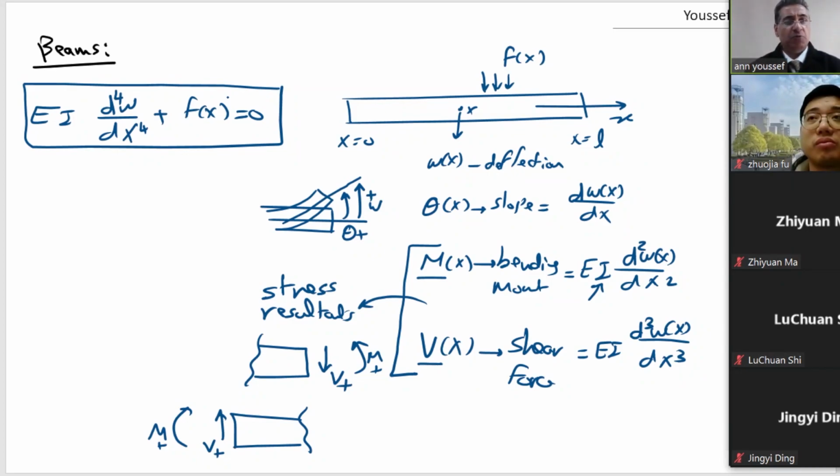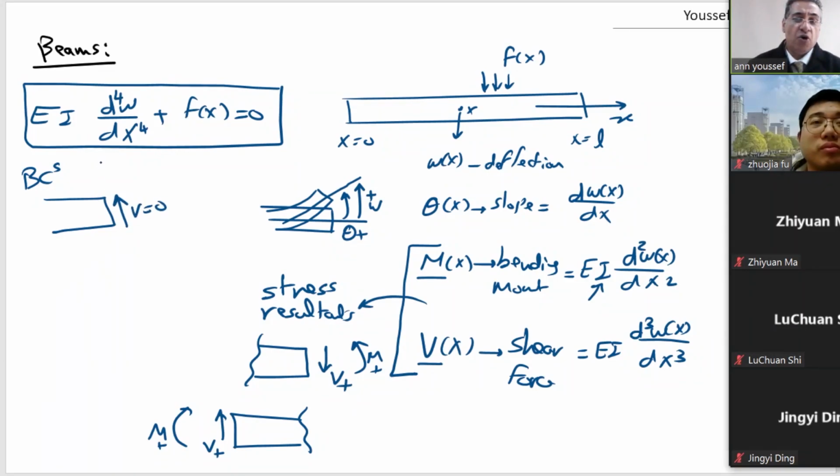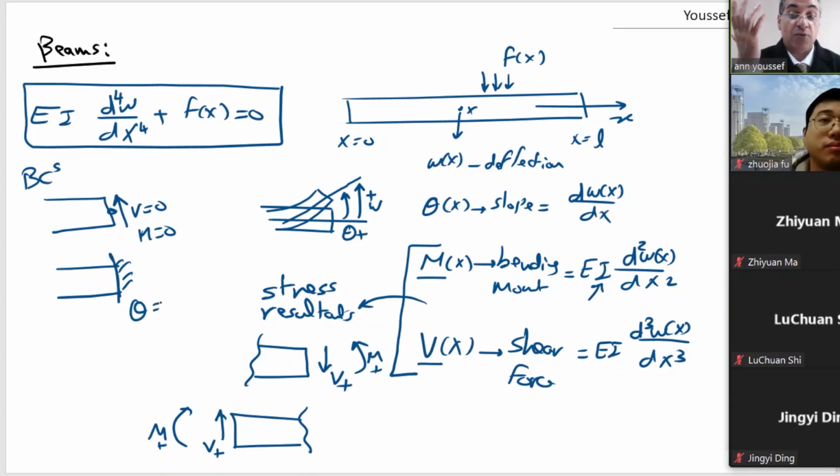And you have different boundary conditions. For example, if you have free boundary conditions, that means V equal to 0, or if we have something like a force, and M equal to 0. So for every boundary condition, now you have 2 boundary conditions instead of 1. If you have, for example, clamped boundary conditions, that means theta equal to 0 and deflection equal to 0.